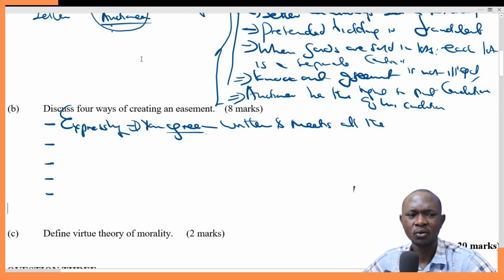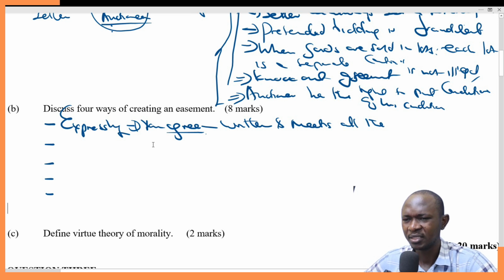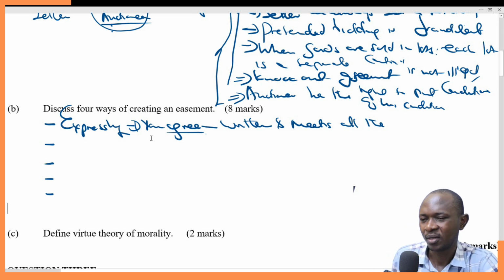So one of the ways that we can create an easement is by express agreement or express grant. We can simply say express grant or express agreement. The other way is by implication.